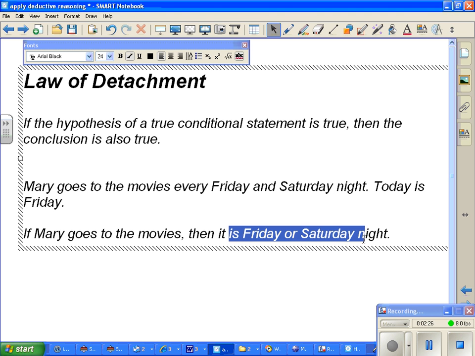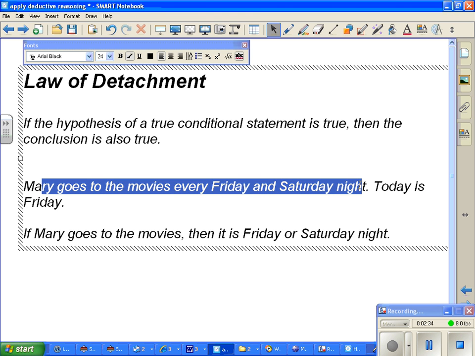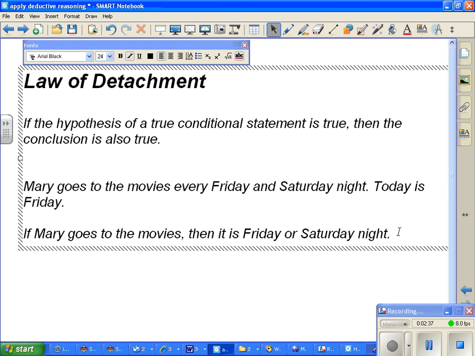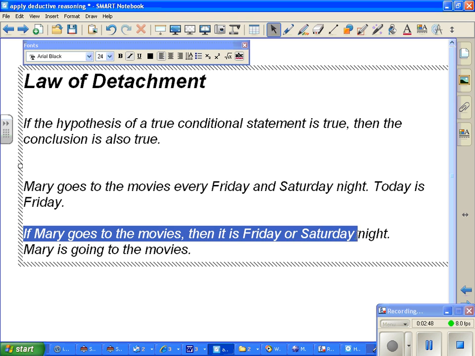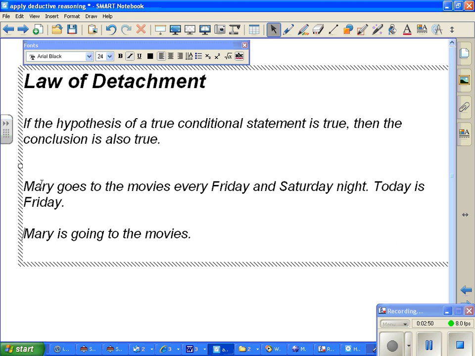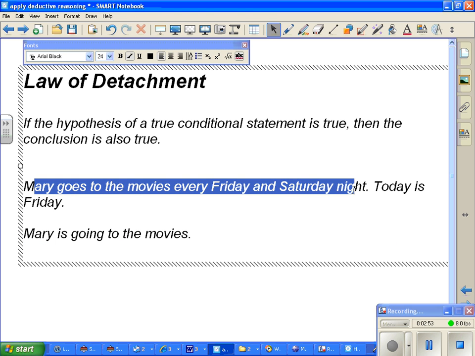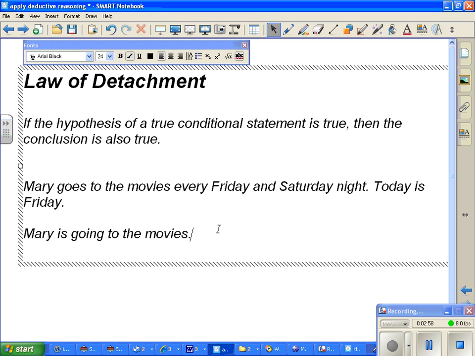Hypothesis true, conclusion true. Therefore, today is Friday. Well, if we know that Mary goes to the movies every Friday and Saturday night, and today is Friday, what can we say about Mary? Mary is going to the movies. Now, this step is extraneous. You don't need to do this, and hopefully this step seems very logical. If Mary goes to the movies every Friday and Saturday night, and today is Friday, we can logically assume that Mary's going to go to the movies today. Pretty simple.